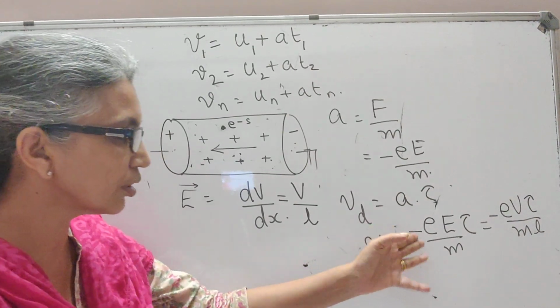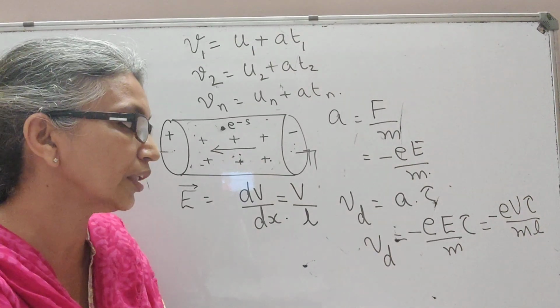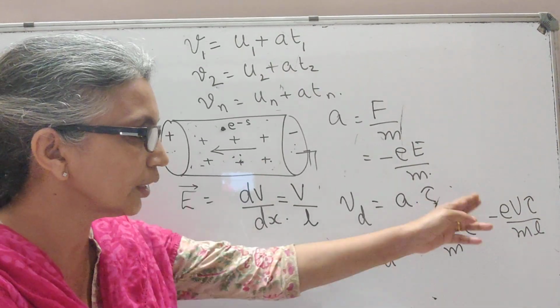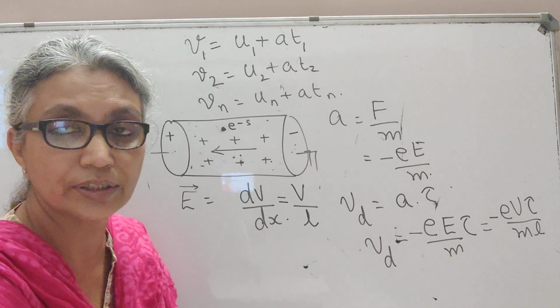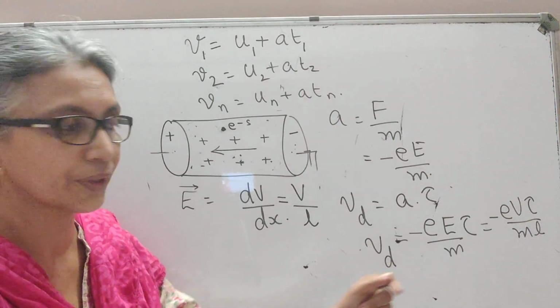And you need to remember the magnitudes as either eE tau by m or eE l by mV, where e and m, you must remember, are always constants standing for the charge on an electron and the mass of the electron.